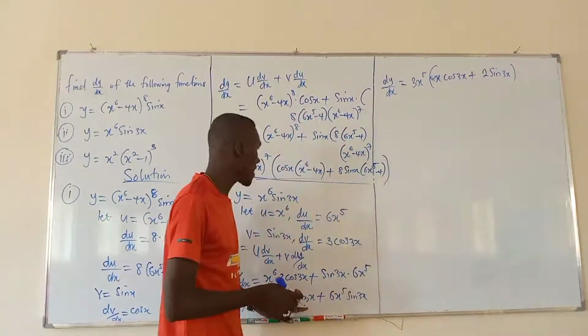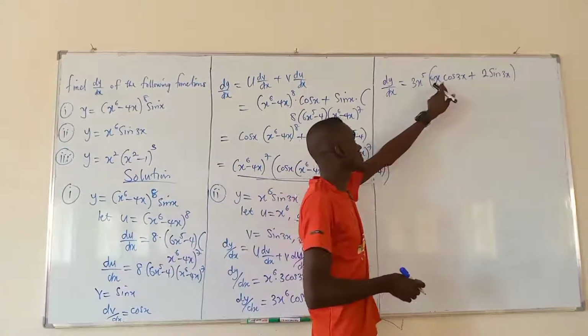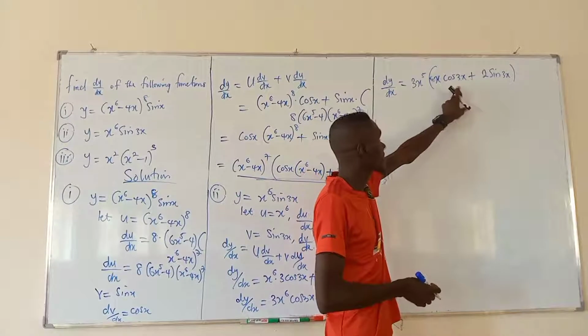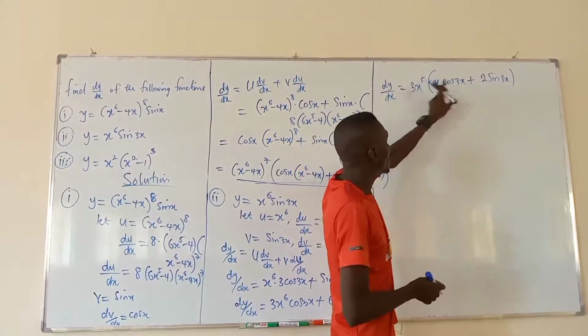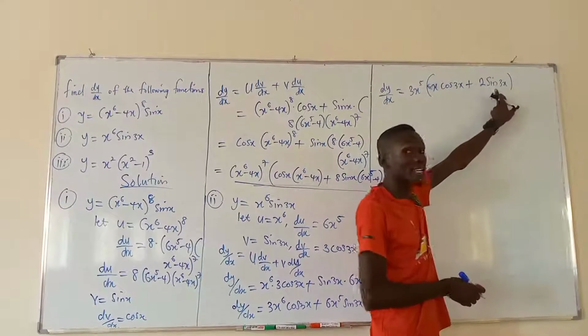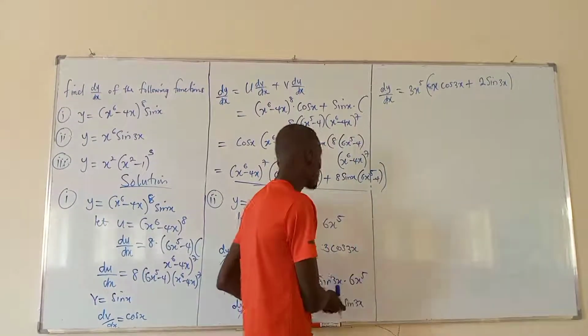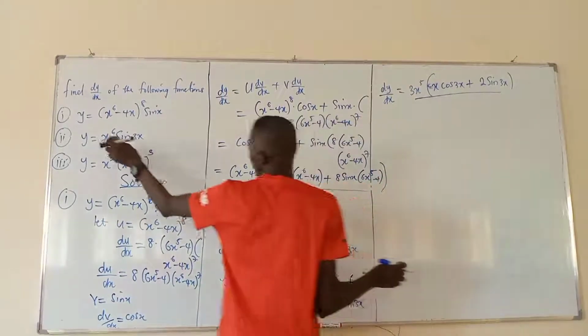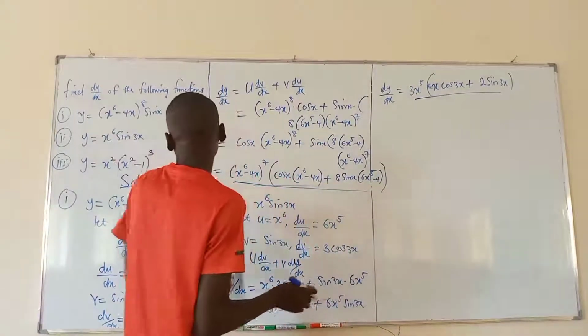You observe that you still have this, because 3x^5 times x cos 3x, you are still going to have 3x^6 cos 3x plus 3x^5 times 2. That's going to be 6x raised to the power 5 sine 3x, which is the same as what was here. So this is the derivative of the second function, which is x raised to the power 6 sine 3x.